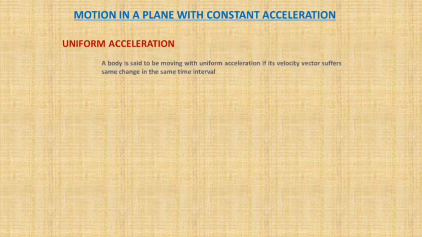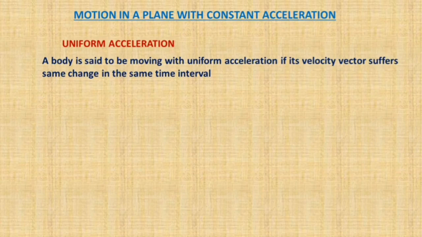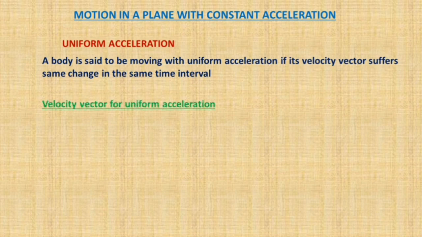Hello everyone. Today in this lesson we are going to deal with the motion in a plane with a constant acceleration. First of all, let's discuss what is meant by uniform acceleration. A body is said to be moving with a uniform acceleration if its velocity vector suffers the same change in the same time interval. As we already learned about uniform acceleration, now let's discuss the velocity vector for uniform acceleration.